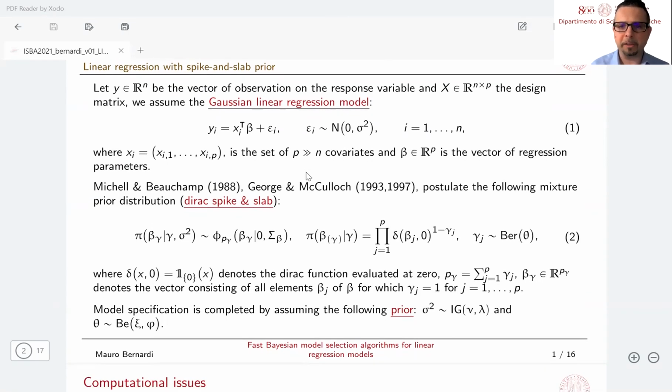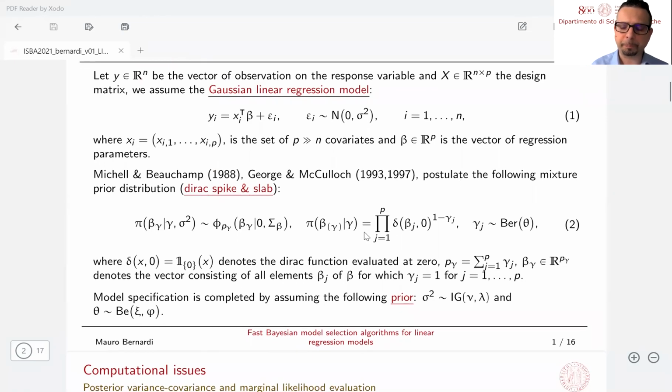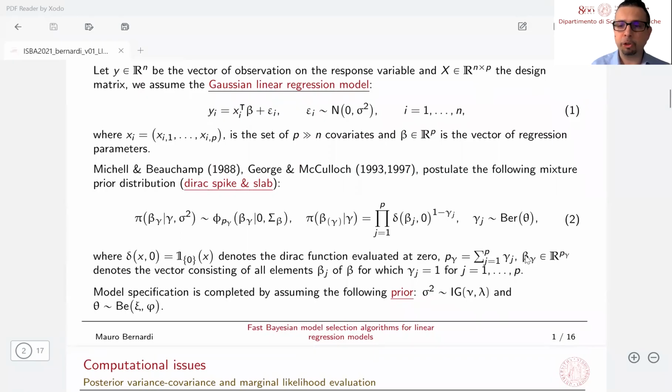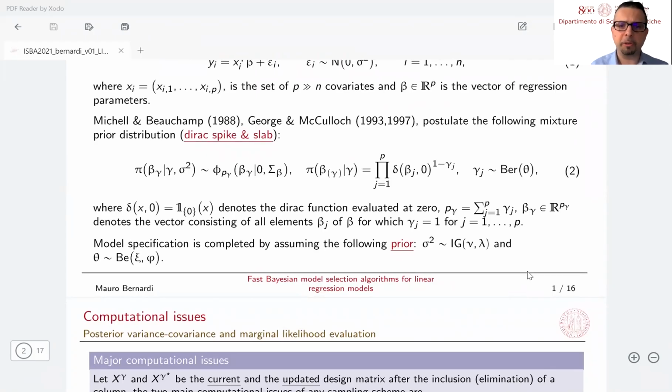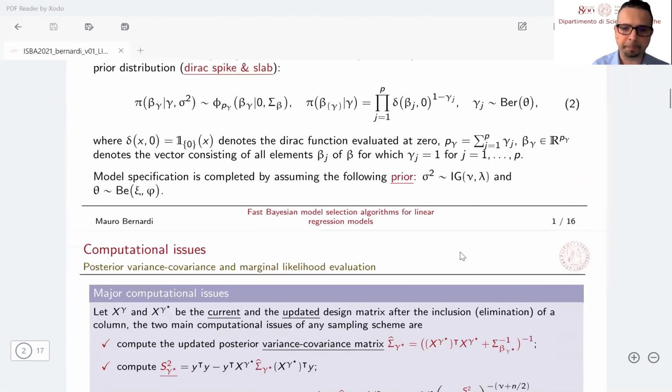We include the prior distribution on the set of regressors, and we consider the Dirac spike and slab prior of George and McCulloch 1993 that postulates a mixture of a Dirac spike that puts mass in 0, and a slab component, which is a Gaussian component for the non-zero elements of beta. The inclusion variable gamma tells us which of the two components is selected. The model specification is completed by assuming the following prior on sigma squared, the scale of the model, which is inverse gamma, and the inclusion probability theta, which is beta.